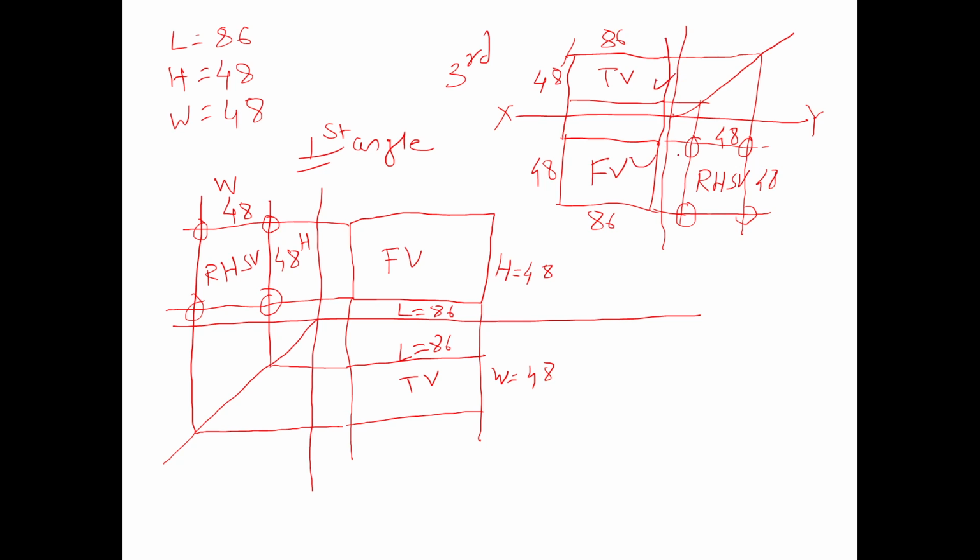Top view, front view and right hand side view. First angle method of projection: front view, top view, right hand side view. This is the xy line and this one is the x1 y1 line.